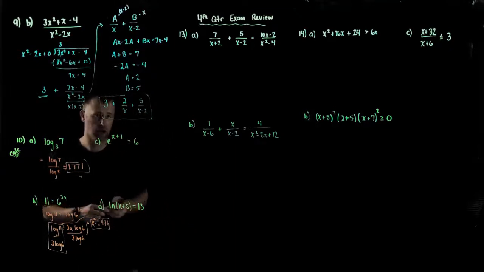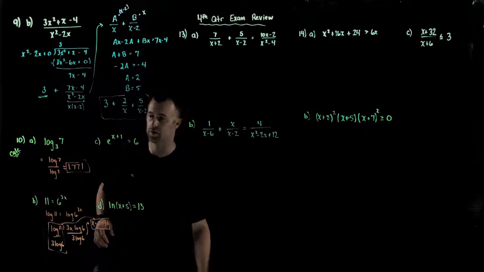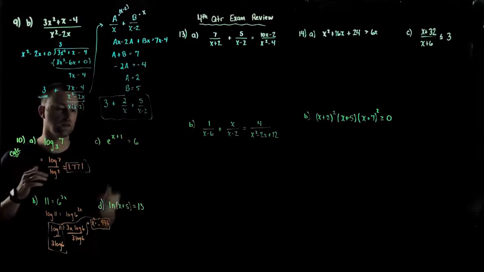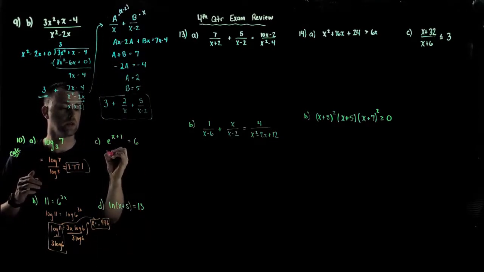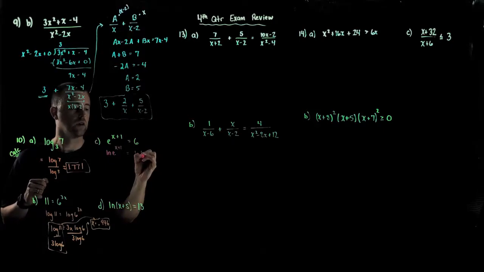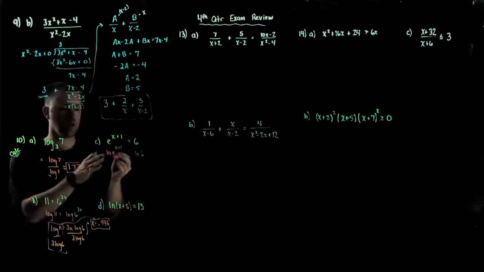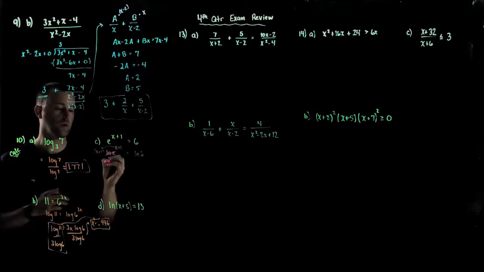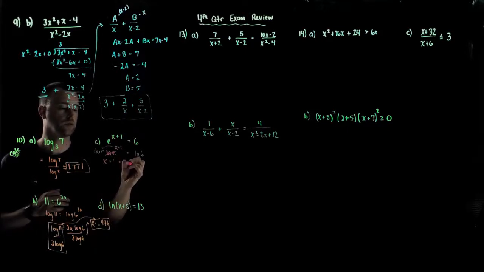Okay, next up is C. Here I want to definitely do natural log because my base is e. So I'm going to natural log both sides. So natural log of e to the x plus 1 equals natural log of 6. So now when you have this natural log e, I'm going to take this x plus 1 and pull it out front. But the natural log of e is 1, so it's going to go away. So you have x plus 1 equals natural log of 6.